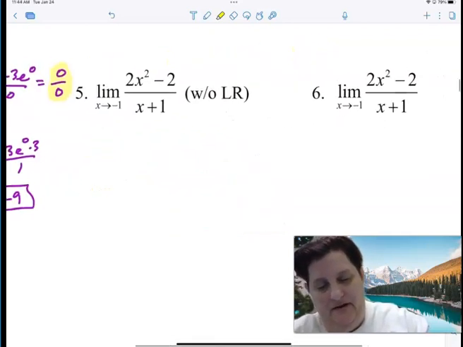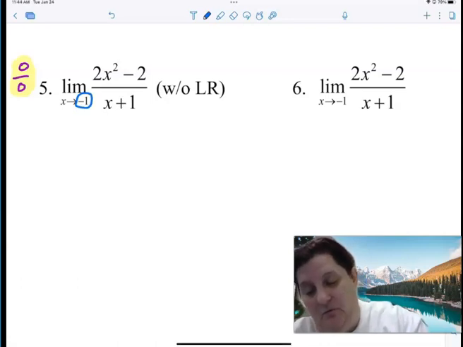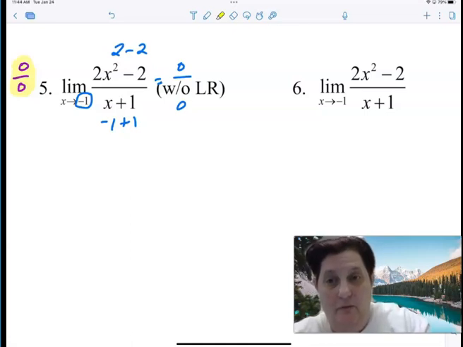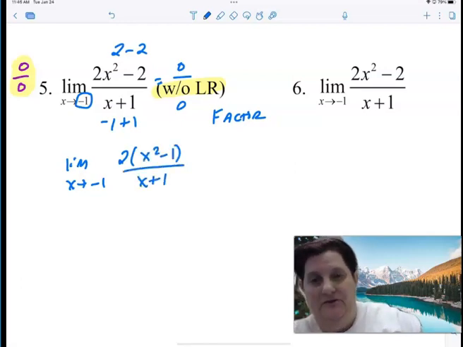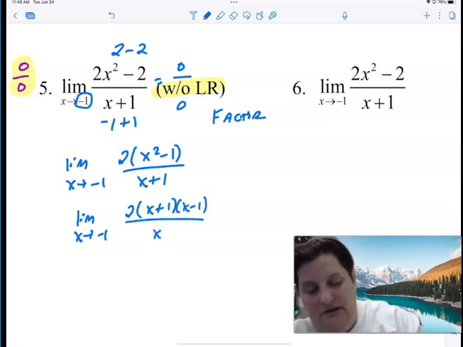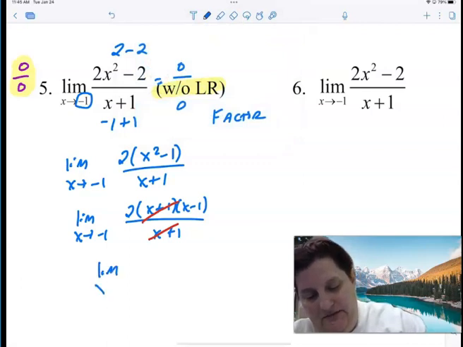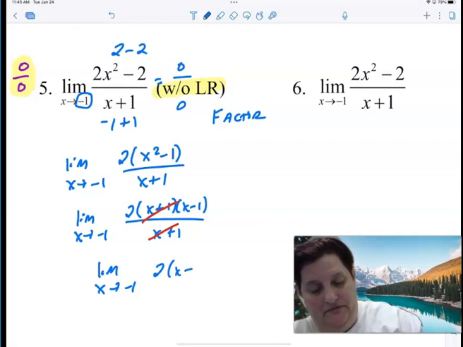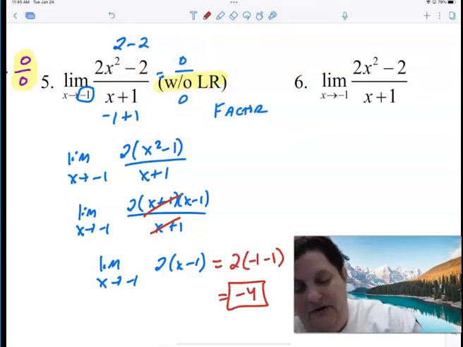All right, take a look at number 5 and number 6. When we first did limits, we would start by doing direct substitution, and negative 1 squared is 1, so I get 2 minus 2 over negative 1 plus 1, and I would get 0 over 0. Without L'Hôpital's rule, the way we used to do this when we got 0 over 0, do you guys remember? We would factor. So I'd have the limit as x approaches negative 1. On the top, if I take out a 2, x squared minus 1, now I can factor that as a difference of squares, x plus 1, x minus 1. And you guys remember we could cross this out, and that was my removable discontinuity, my hole. So this is the limit as I get very close to negative 1, and I'm left with 2 times x minus 1. When I do direct substitution now, I get 2 times negative 2, which is negative 4. So we used to do it with this method.